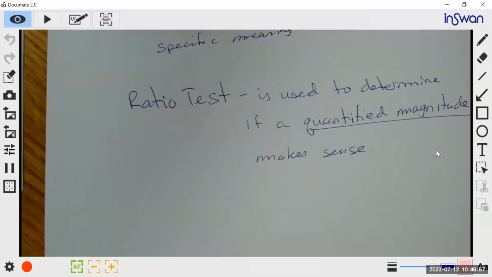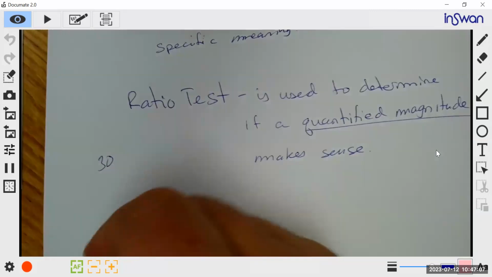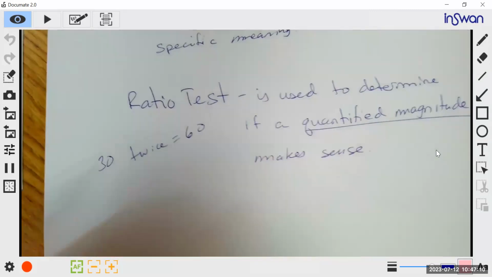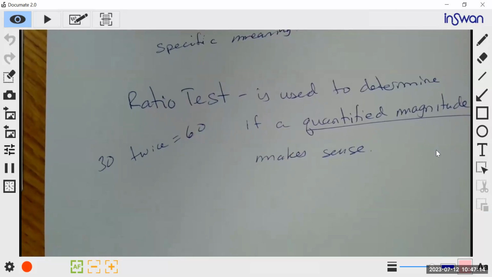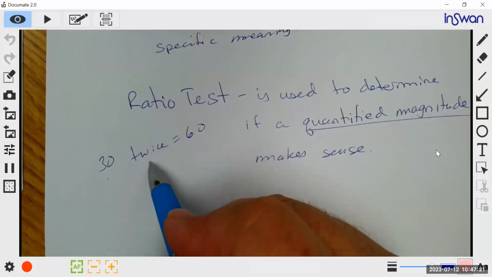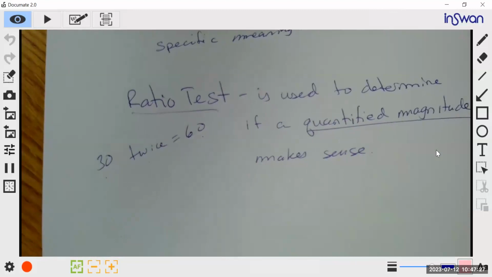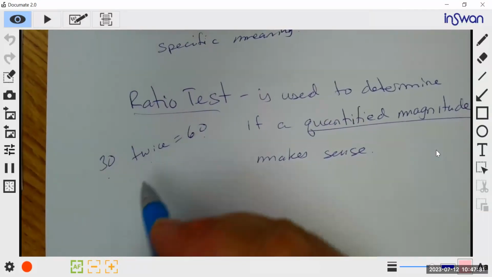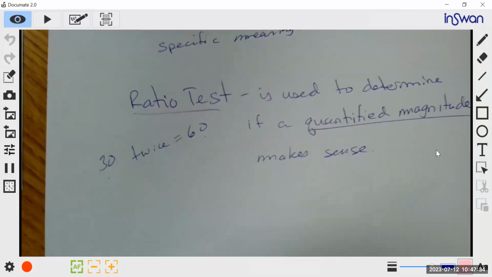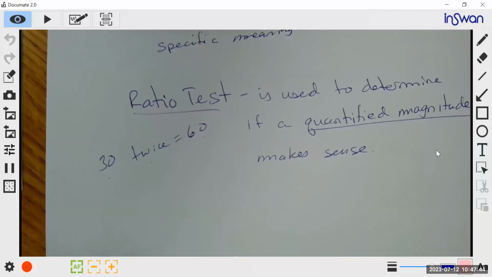Okay, so remember, with a ratio you can do calculations on it. If I have a number of, say, 30, and I say twice 30, does that make sense? Well, if I have 30 grades now and I'm expecting twice as many, I'm expecting 60 grades. Does that make sense? Yes. So that is a ratio test. If you can put twice, thrice, half, fourth, anything like that, and the number at the end is still meaningful, then it's a solid ratio test. It's a ratio level.